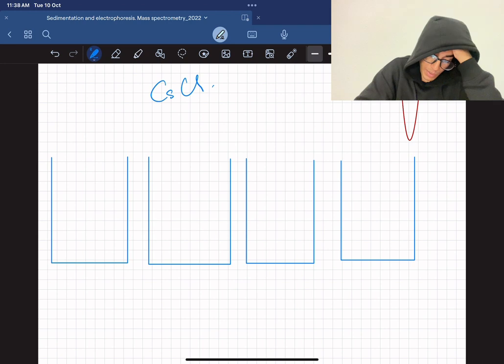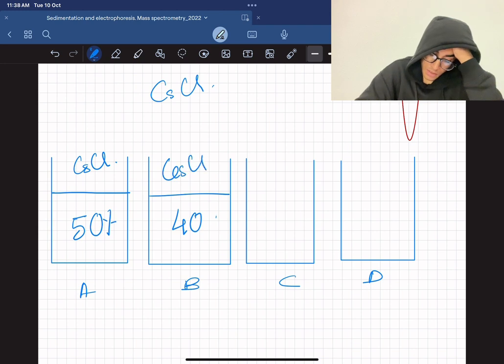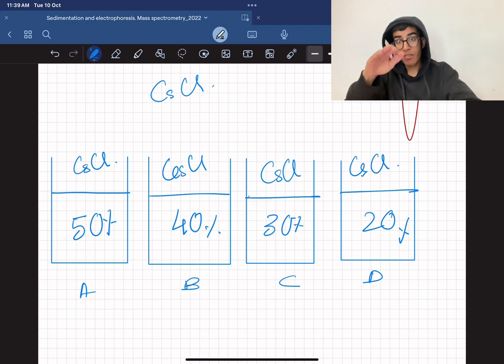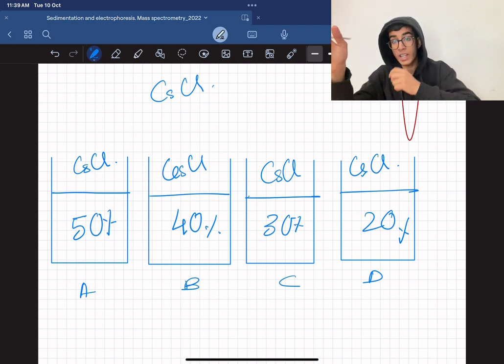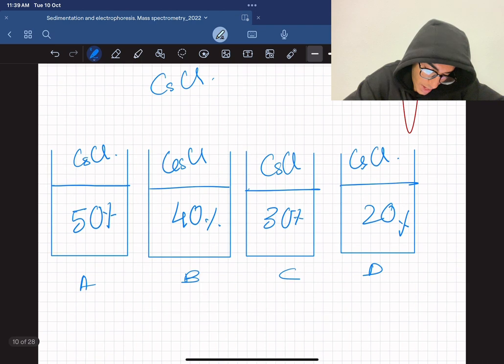Okay, in beakers A, B, C, D, I add a 50% solution of CsCl. Means there's going to be 50% water and 50% CsCl. Over here, I add 40% CsCl. Over here, I add 30% CsCl. Over here, I add 20% CsCl. And I keep on going like this till, you know, 1%, 2%. Maybe I do 55. Maybe I do 50, 45, 40, 35, 30, 25, 20. Understand? Density.